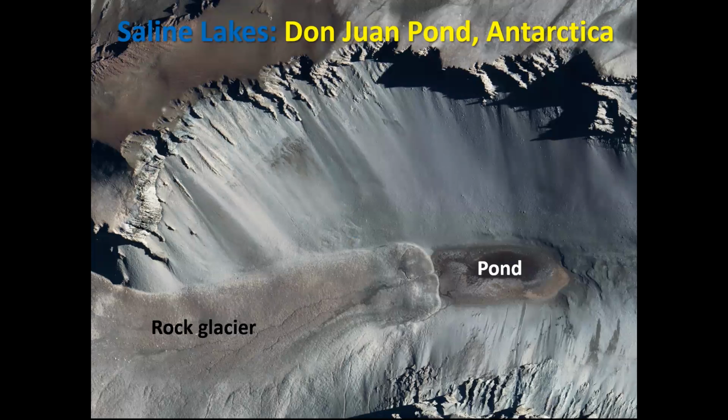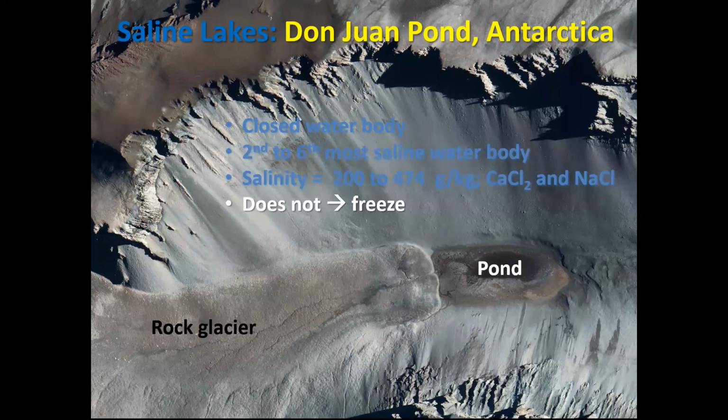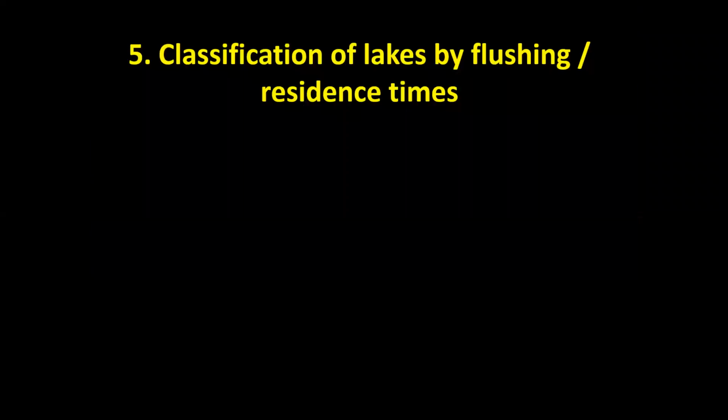Here's another saline lake or pond, Don Juan Pond in Antarctica. It's at the end of a rock glacier. That's a glacier with lots of rock in it as well as ice. And it's, again, a closed water body, second to sixth most saline water body in the world. And it varies between 200 and 474 grams per kilogram, mostly of calcium chloride and sodium chloride. And because of a high concentration of salt, it does not tend to freeze.